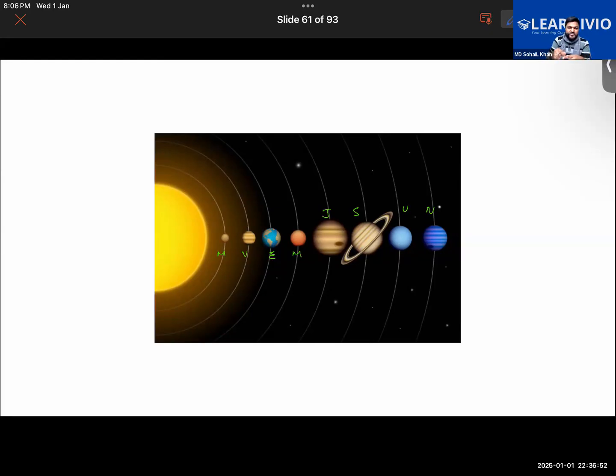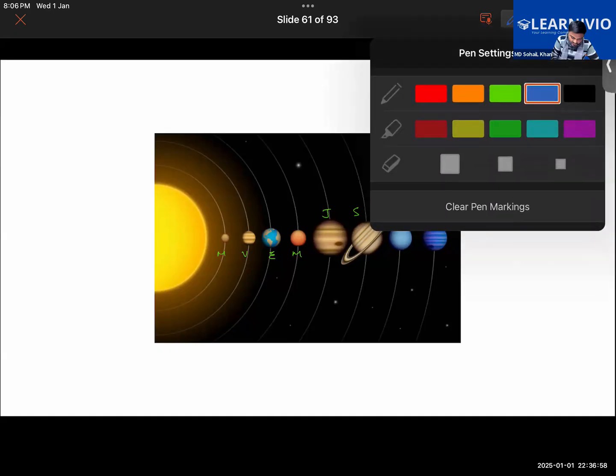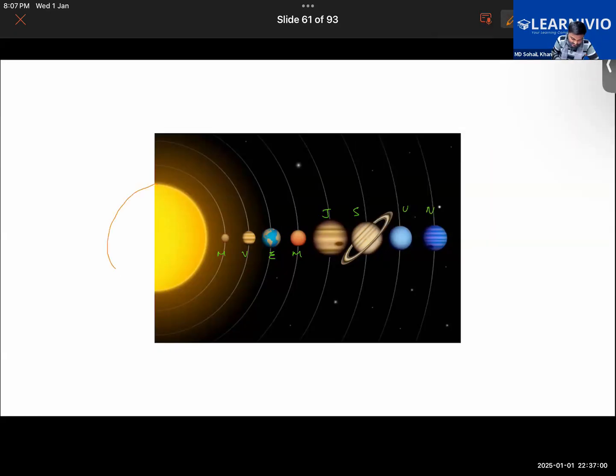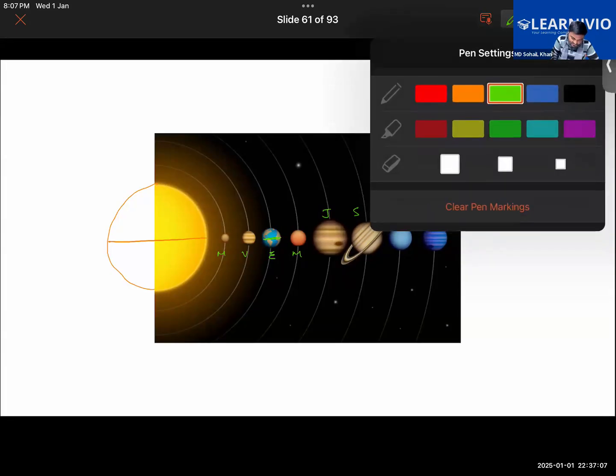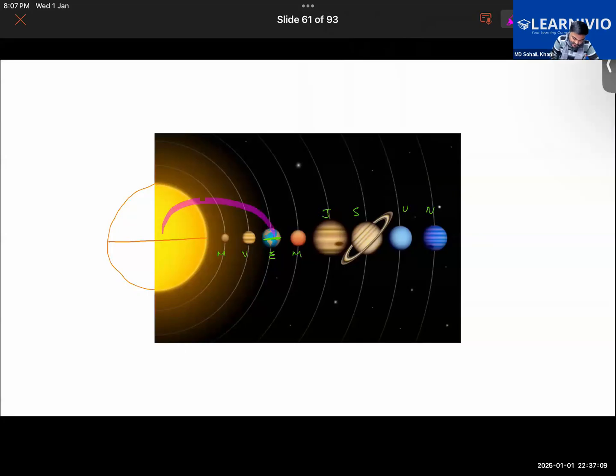Further, the diameter of the sun is about 100 times the diameter of the Earth. If you were to compare the diameter of the sun, its diameter is about 100 times more than that of the Earth. Getting it, everyone? If this were the diameter of the Earth, then the diameter of the sun is 100 times that of the Earth. That is one interesting fact about it.